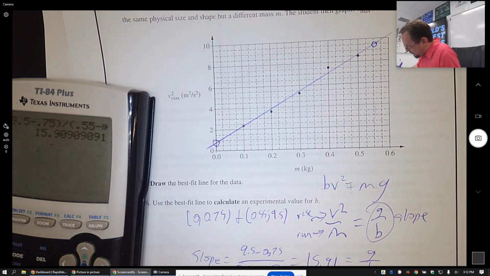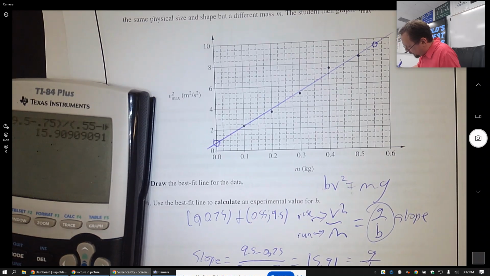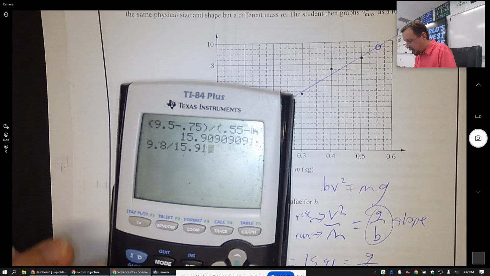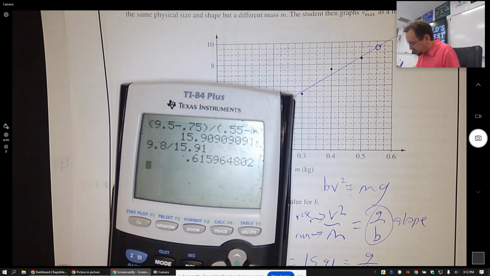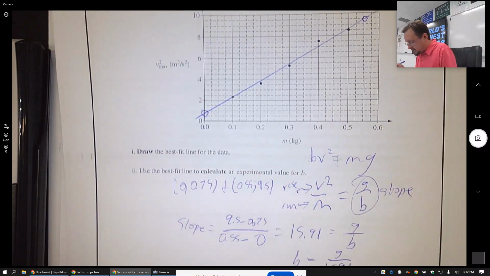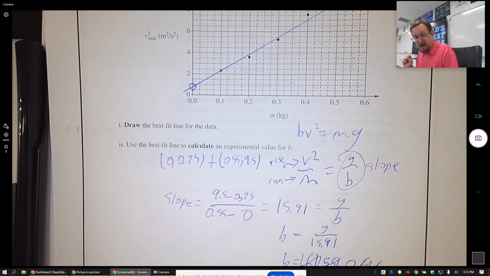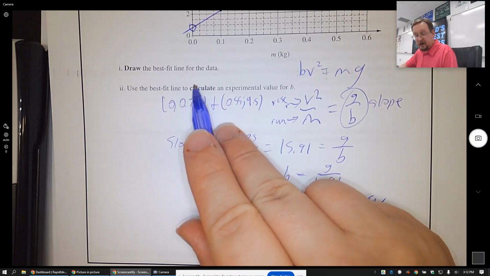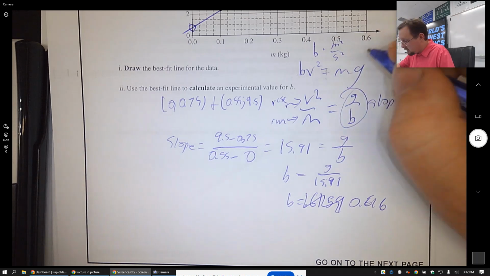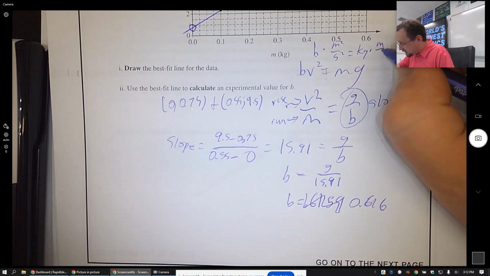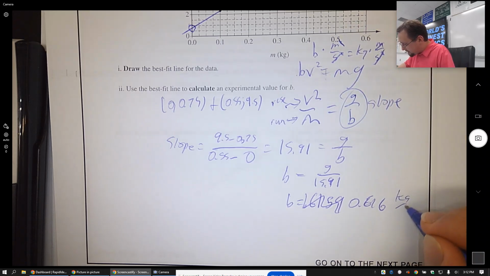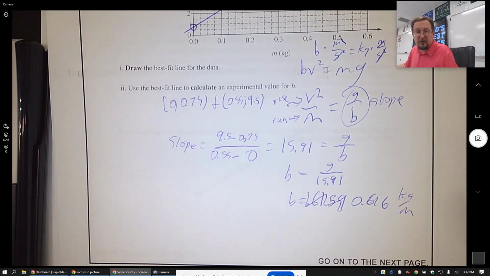That's equal to g over b. So b is going to equal g over 15.91, and 9.8 divided by 15.91 gives a b of 0.6159, or maybe 0.616. I'll bet I need to put units on this because it says calculate. So what would the units be? b times meters squared per second squared equals kilograms times meters per second squared. No, almost. So this would be kilograms per meter. Yeah, it's kilograms per meter. I didn't make this up. It's not my fault, okay?